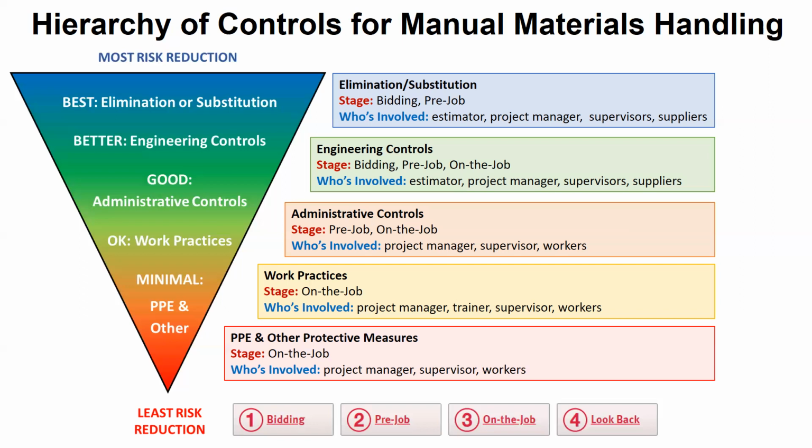these controls are determined during the pre-job and on-the-job stages and involve the project manager, supervisor, and workers. Work practices are determined on the job and involve the project manager, trainer, supervisor, and workers. The lowest level of the hierarchy, PPE and other protective measures, is also determined during the on-the-job stage of construction and involves the project managers, supervisors, and workers. As you move down the hierarchy, the effectiveness of the controls decreases. So only controlling manual material handling risks during the on-the-job stage of construction is least effective.